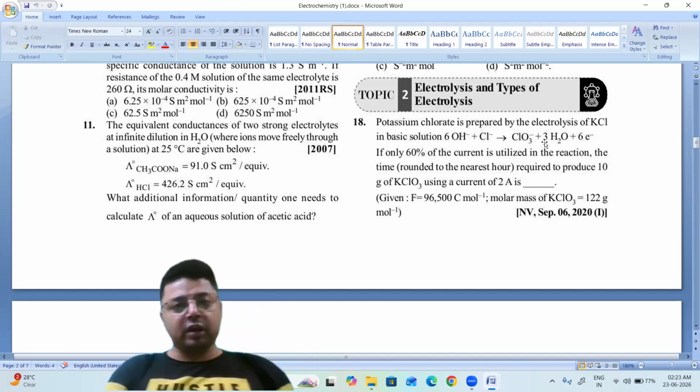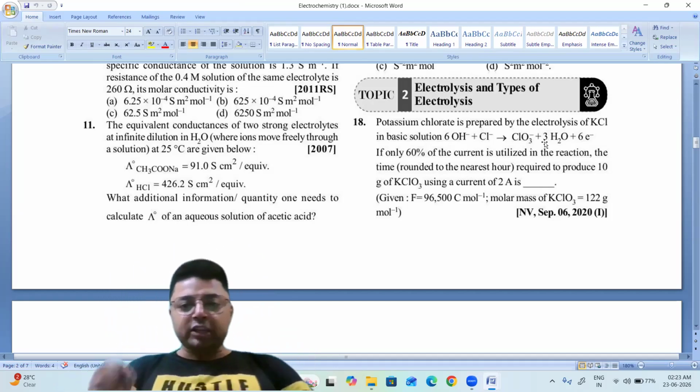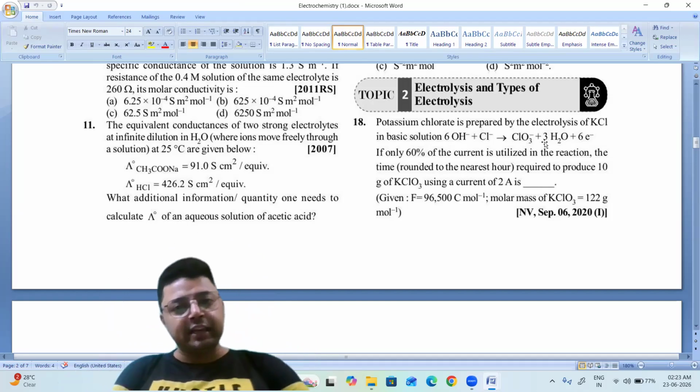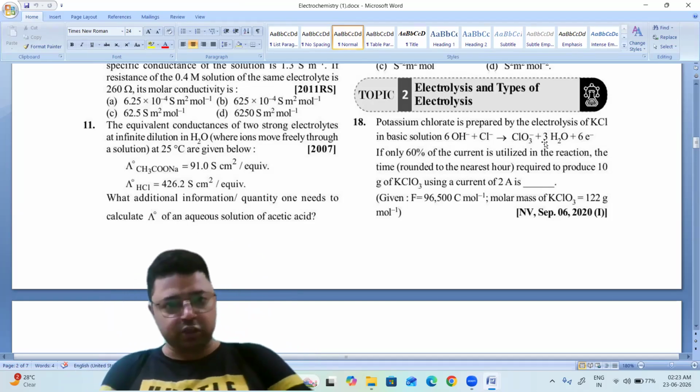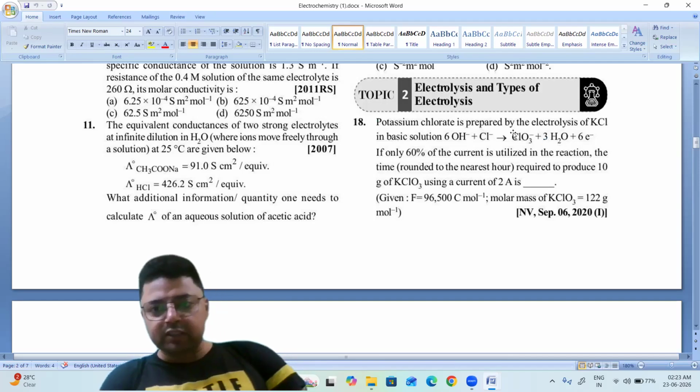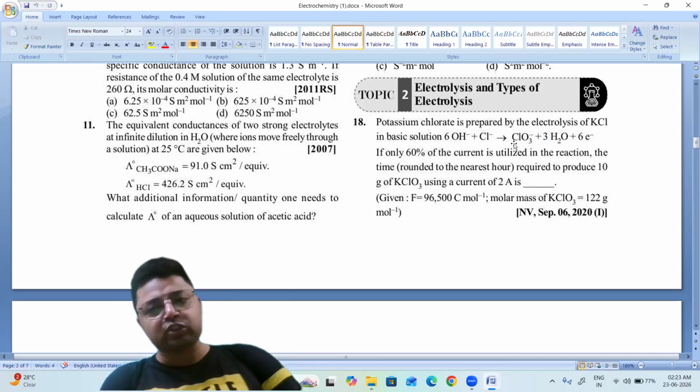What they are trying to ask is that potassium chlorate is prepared by electrolysis of KCl in basic solution. And they have given you this. That means this ClO3 minus is actually KClO3. You are using KCl here. So it will be KClO3 and 6 electrons.